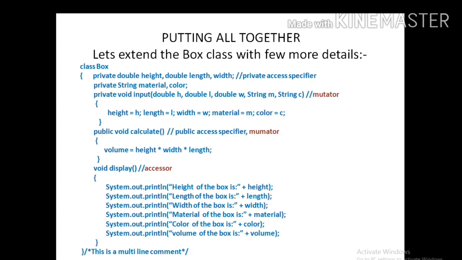Also from this example, we can see which methods qualify as mutator or accessor. Recall, methods which change the values of the member variables are mutators. Here the input and calculator methods are mutator methods, as I have already mentioned here. The display method is an accessor as it does not change any value.